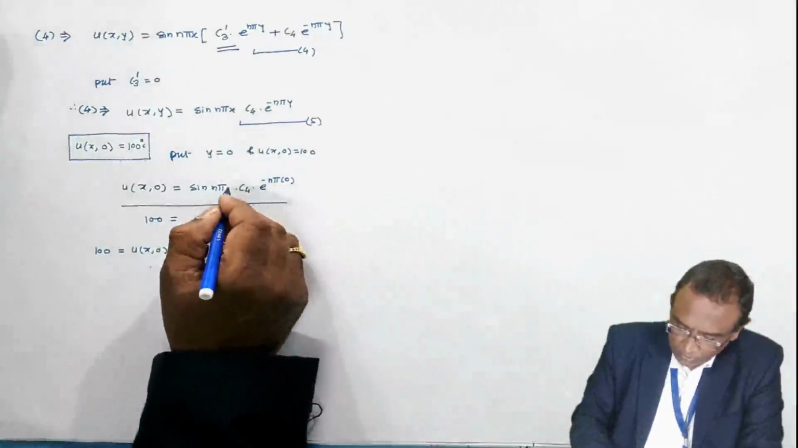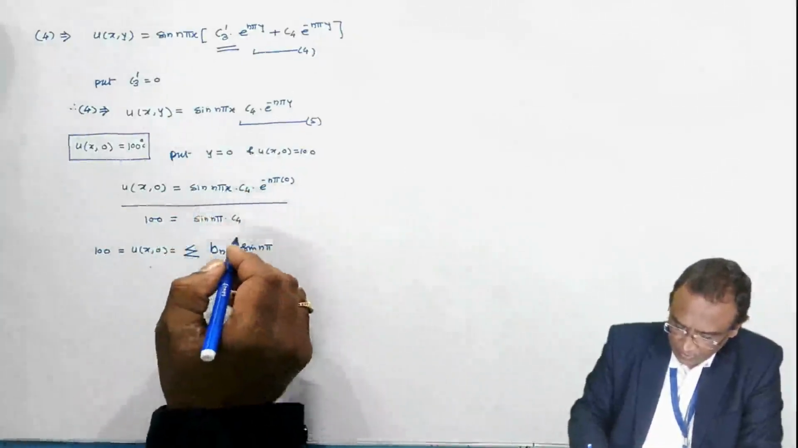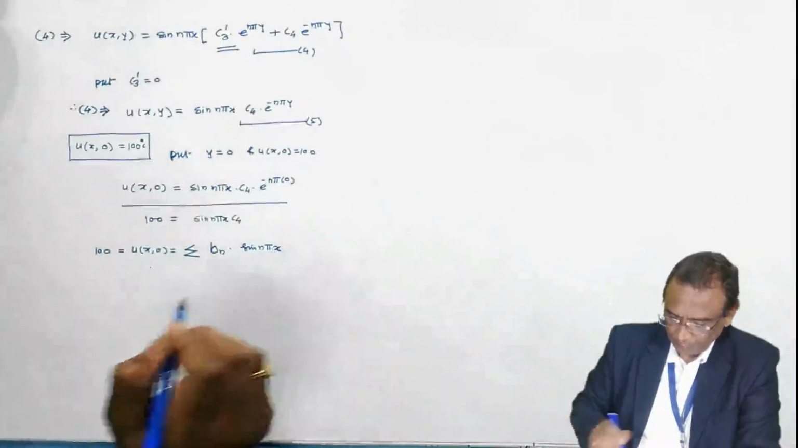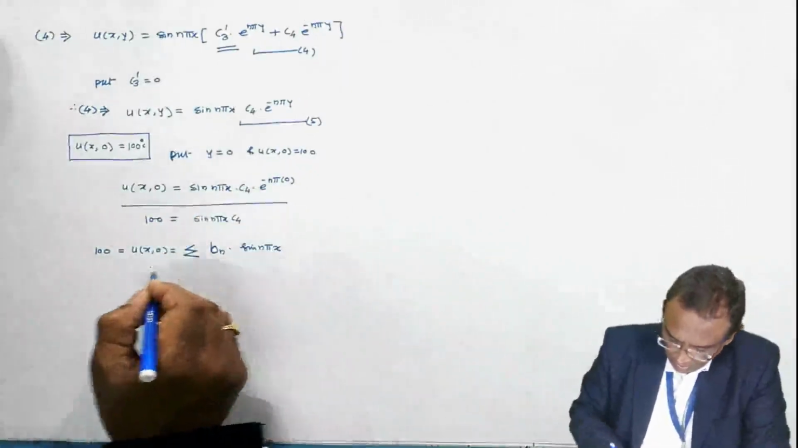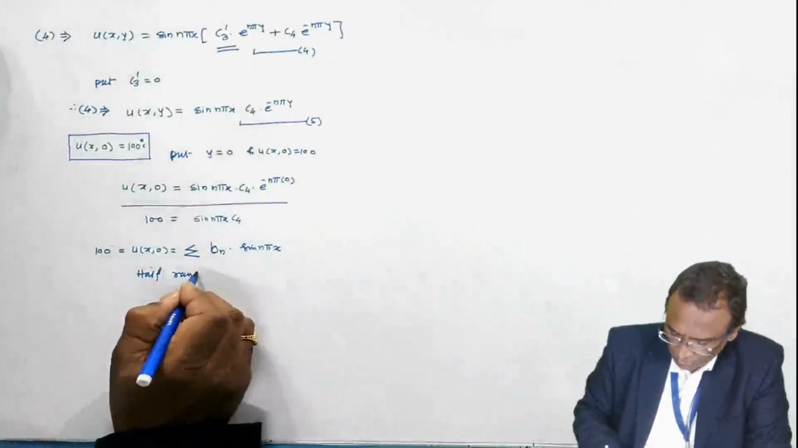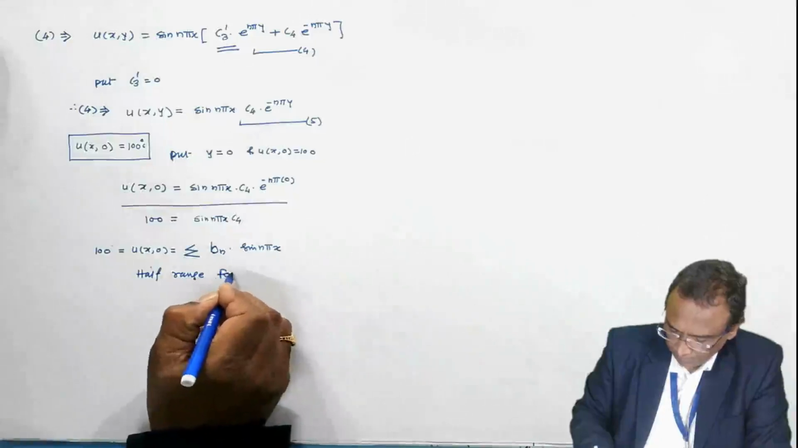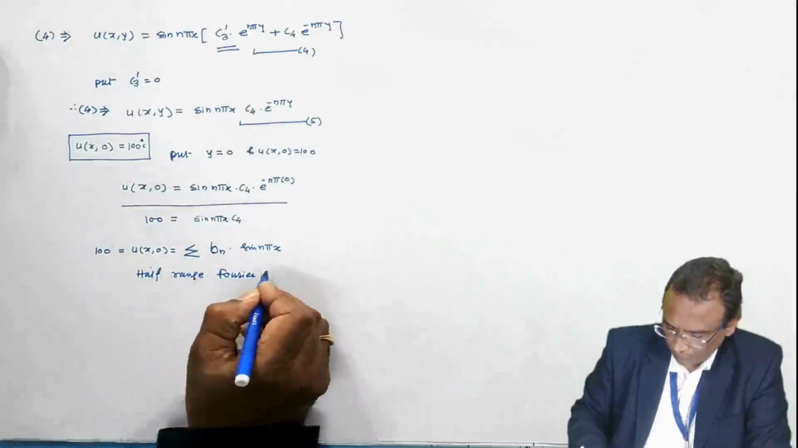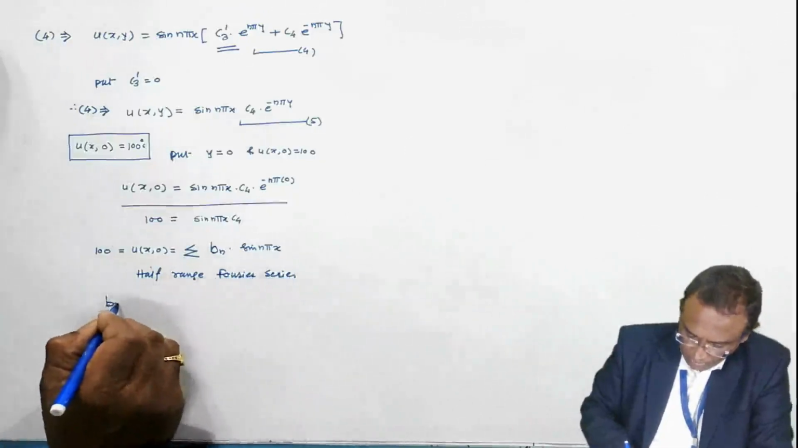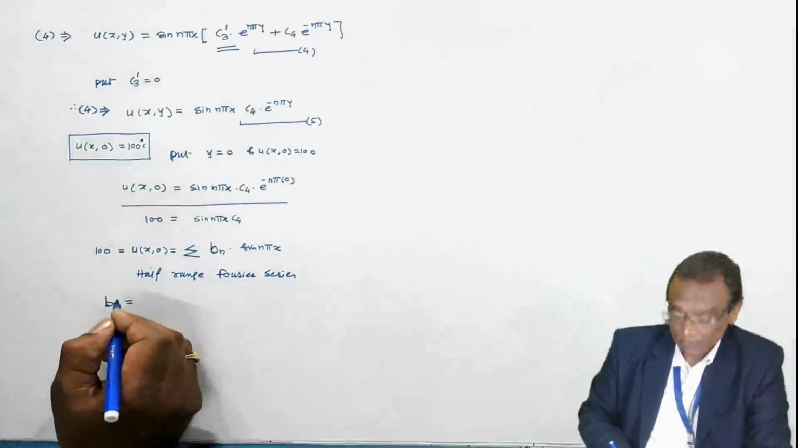Now put y equal to 0, x is as it is. So this is a Fourier series, a half range Fourier series. Right? Now, for half range Fourier series, how did you find out the value of Bn in the previous problem?